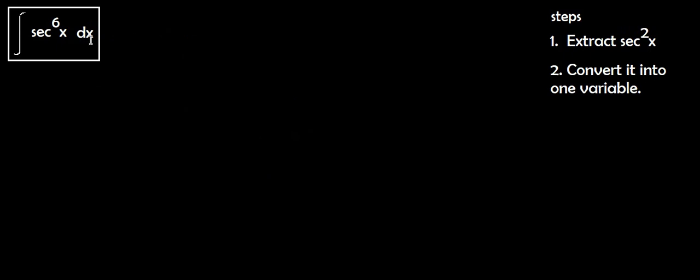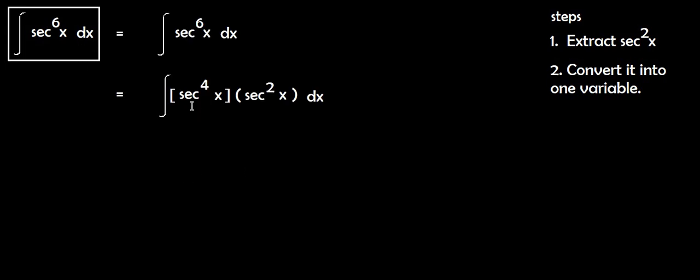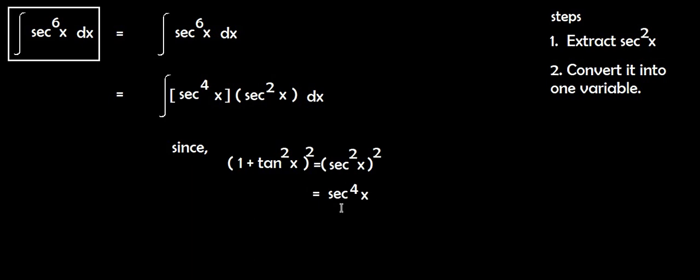Let's try another example. In this example we have sec to the power of 6x. In such a case you need to extract sec square x from the integral like this, and now you need to convert sec to the power of 4x into tan x. Now how we can convert this is, we know that 1 plus tan square x equals sec square x. Now if we square both sides, then you will get sec to the power of 4x, and we can substitute the value of sec to the power of 4x into the main equation. Now this is the answer.